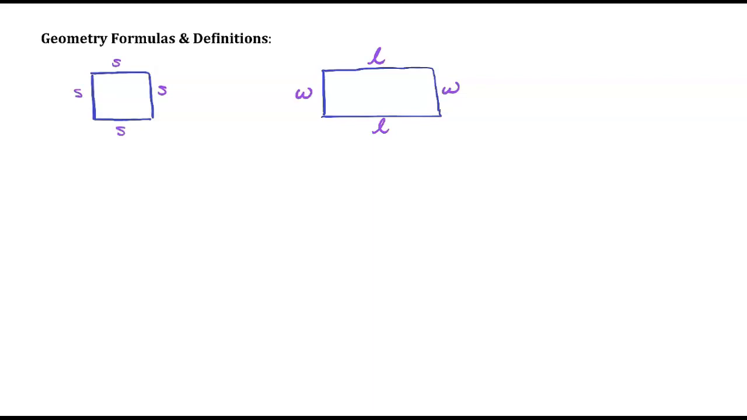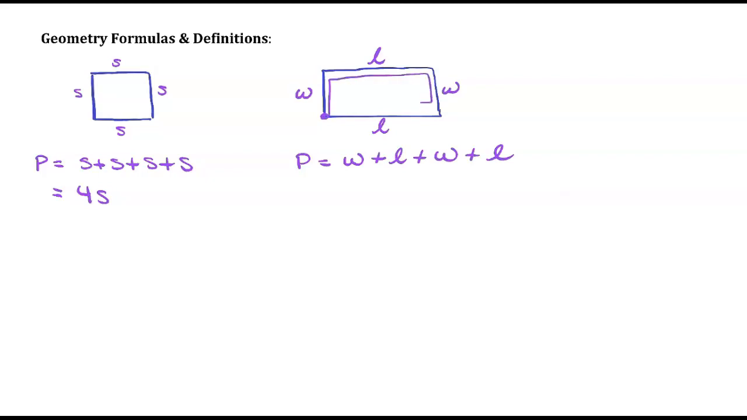The perimeter of a square, that's the length all the way around, is s plus s plus s plus s, or 4 times s. The perimeter of a rectangle would be width plus length plus width plus length. Picture yourself starting in one corner and walking all the way around the perimeter. This simplifies to 2 times w plus 2 times l. That is 2 widths and 2 lengths.